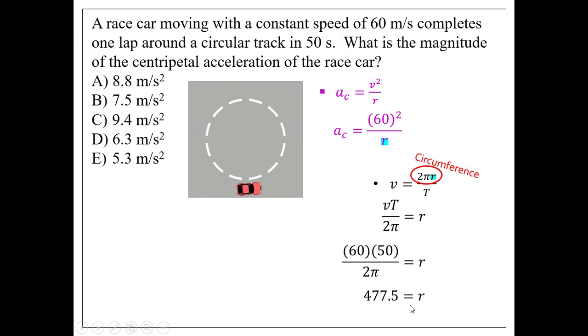Well, now that you know R, the only thing holding us back previously is this R in the denominator. So here I'm just gonna go ahead and do 60 squared, which is 3,600, divided by R, which I just calculated to be 477.5, and then this is just plug and chug. If you do that on your calculator, you get about 7.5. So I'm just gonna go ahead and say that the magnitude of the centripetal acceleration here is 7.5 meters per second squared.